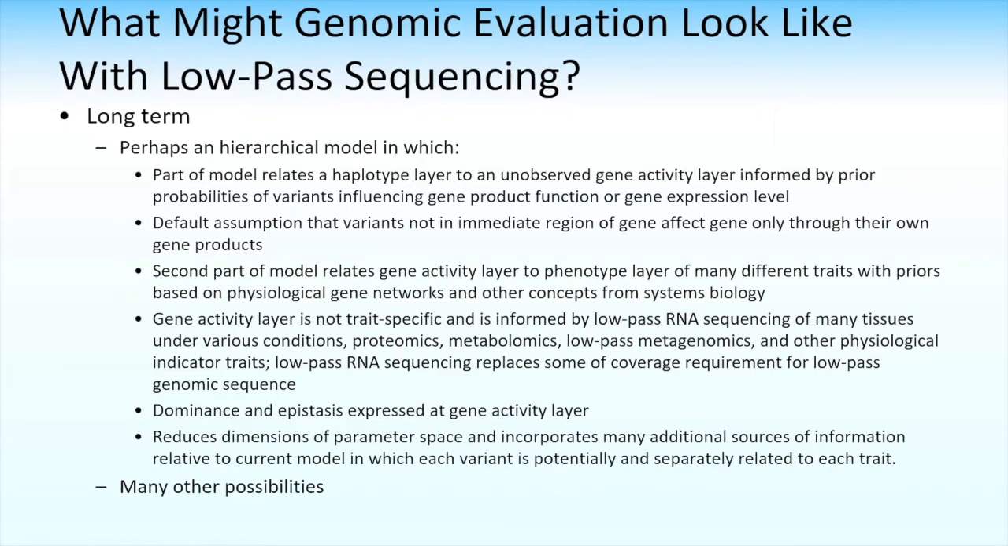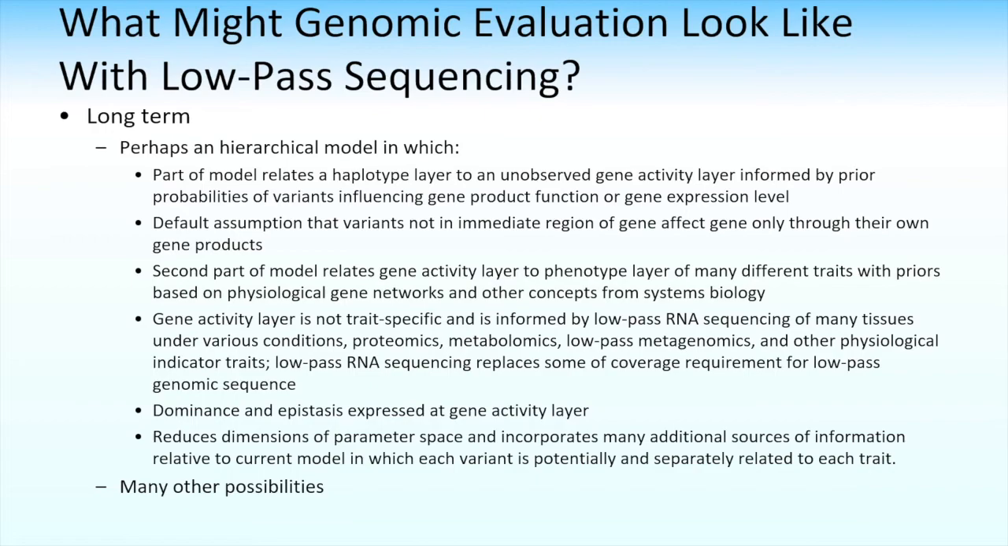Okay, we're just about to the conclusion, so if you've hung in with me this far, don't quit if you happen to hear some jargon in this slide that's new to you. But I think we're going to have to, in the long term, replace the genomic evaluation model that we're currently using. And one possibility would be a hierarchical model in which part of the model relates a haplotype layer to an unobserved gene activity layer, which would be informed by prior probabilities of variants influencing gene product function or gene expression level. And the default assumption would be that variants not in the immediate region of a gene affect the gene only through their own gene products.